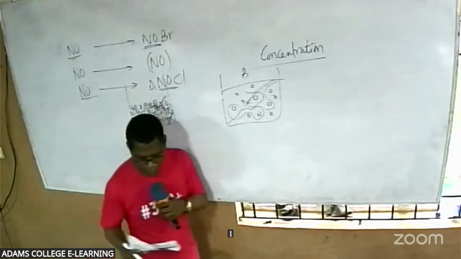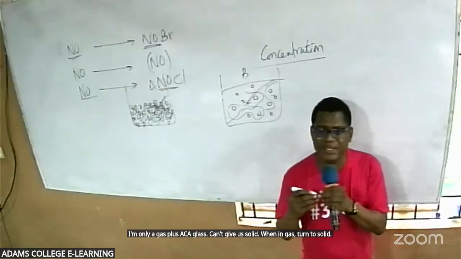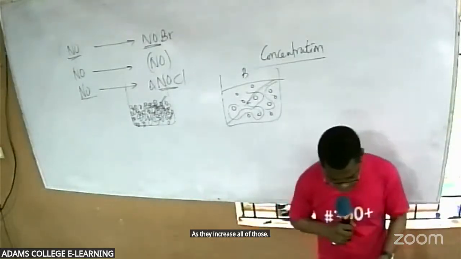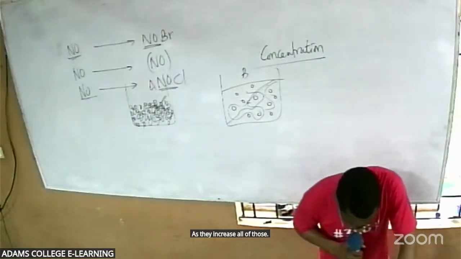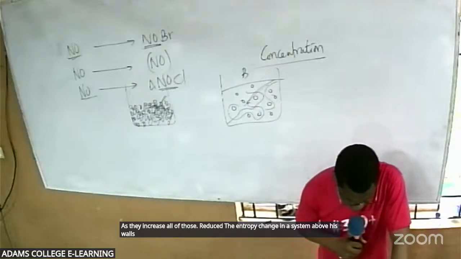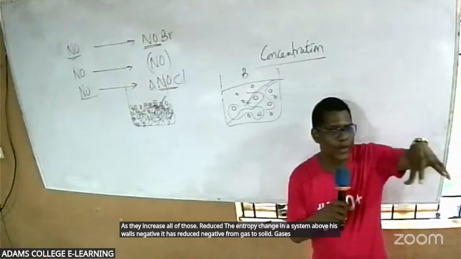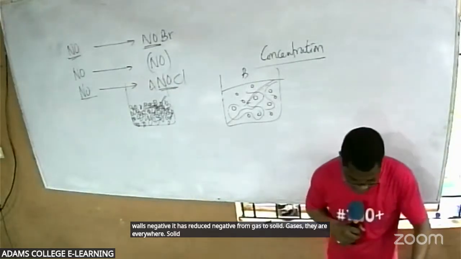Ammonia gas plus HCl gas gives us a solid. When gas turns to solid, has entropy increased or reduced? Reduced. The entropy change in the system above is what? Negative. It has reduced from gas to solid. Gases, they are everywhere. Solids, they are orderly.